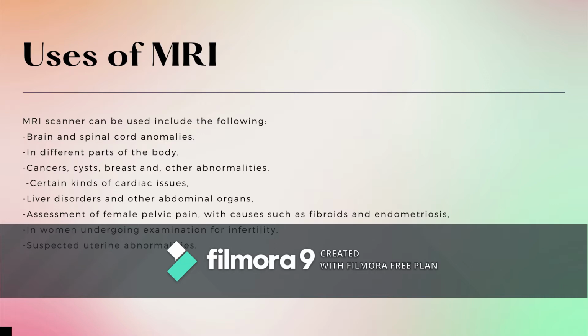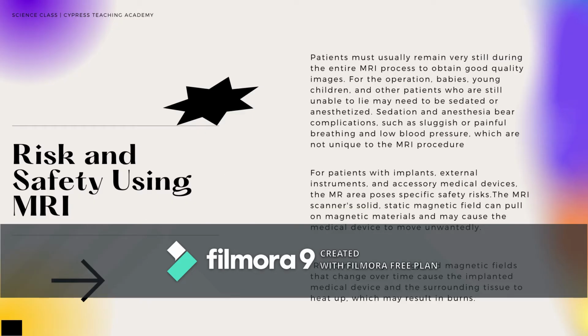Examples in which an MRI scanner can be used include the following: brain and spinal cord anomalies, different parts of the body, cancers, cysts, breast and other abnormalities, certain kinds of cardiac issues, liver disorders and other abdominal organs, assessment of female pelvic pain with causes such as fibroids and endometriosis, women undergoing examination for infertility, and suspected uterine abnormalities. By no way is this list exhaustive. The use of MRI technology is growing in reach and use all the time.